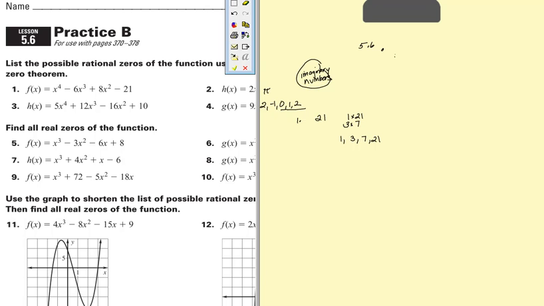Now we need to put that over the leading coefficient's factors. Look at the x to the 4th term. What's the leading coefficient? Well, there's not a number there, so it must be 1. What are all the factors of 1? Well, just 1. So when we put 1 underneath this group, we're really not changing the numbers anyway. So the factors still remain as 1, 3, 7, 21. So one of those has to be a real number solution of number 1.